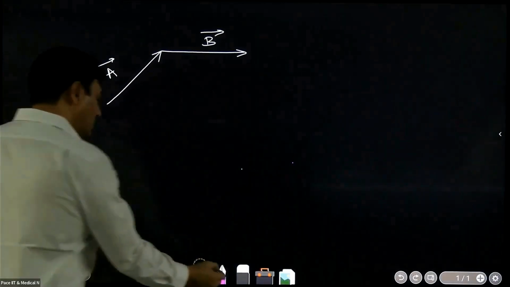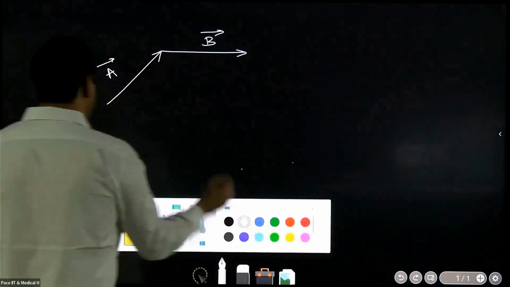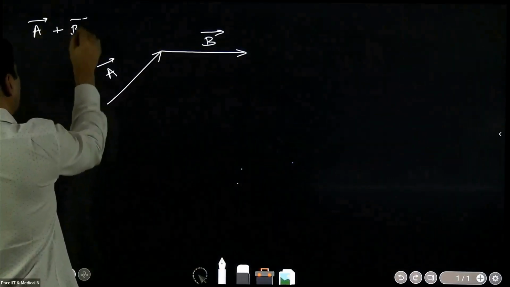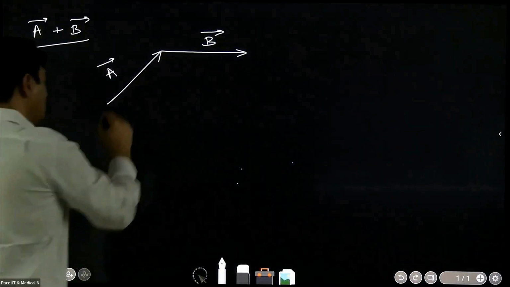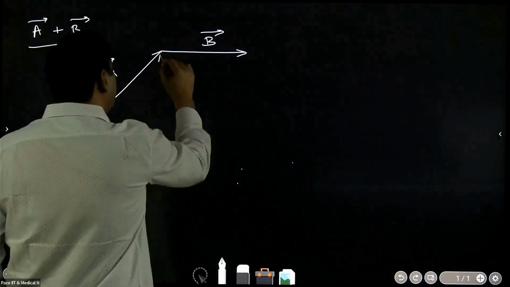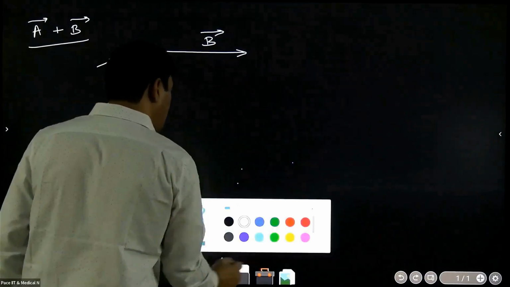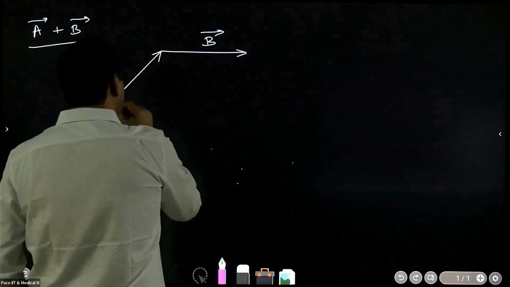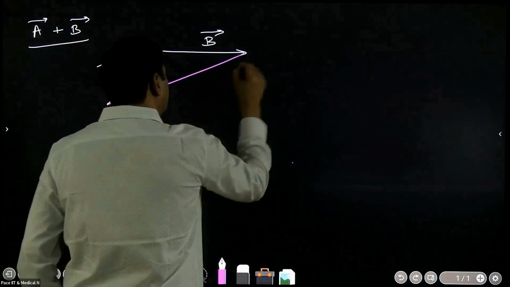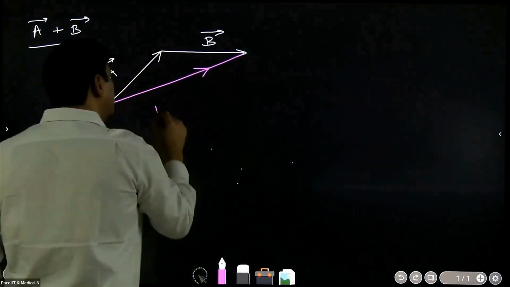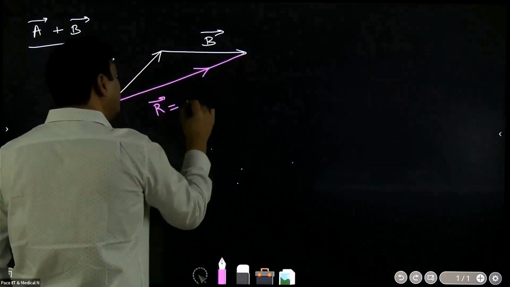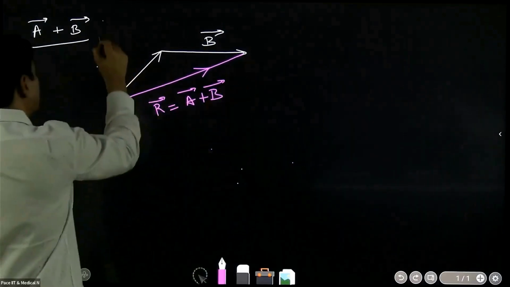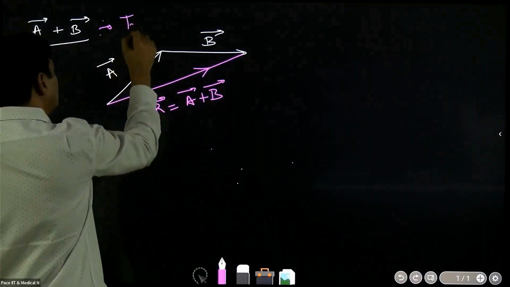If I have to add A plus B, these two vectors, so on the head of A, I'll keep the tail of B, and now I'll complete this triangle. The third side of this triangle will give me the resultant vector. This will be resultant, which is A plus B. This is called triangle method.